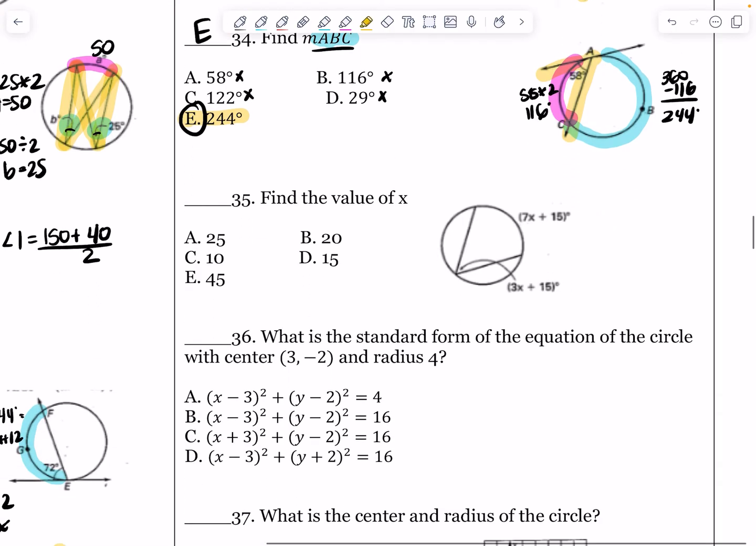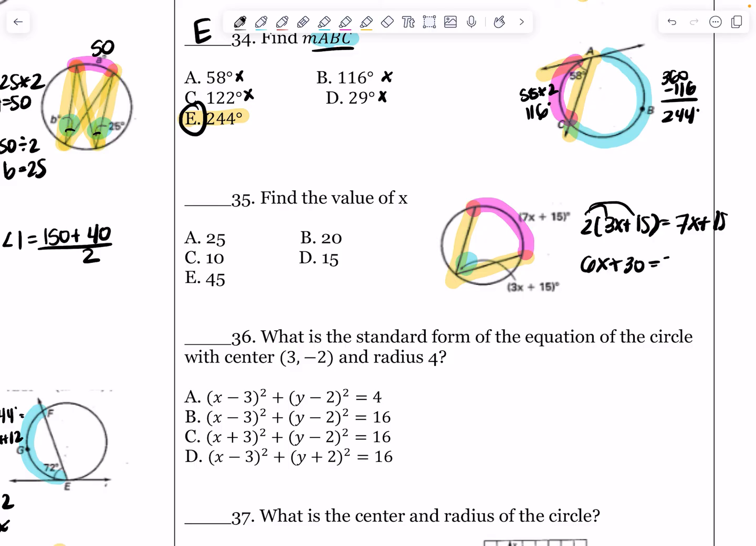All right, this next problem, very similar to what we've already done. This is an inscribed angle. Here's my intercepted arc. This blue angle is going to be doubled. So if you do 2 times 3x plus 15, that should be equal to 7x plus 15. Use some distributive property. That's going to be 6x plus 30 equals 7x plus 15. We get our x's on the same side and our variables on the same side. Find the value of x. It should be 15. So D should be 35.